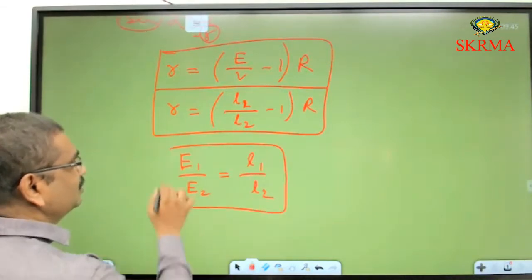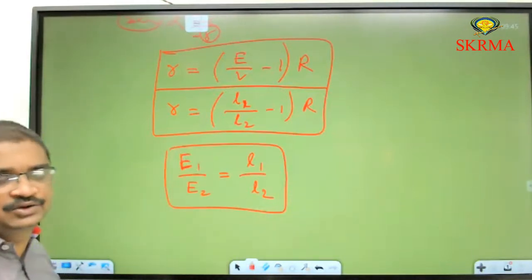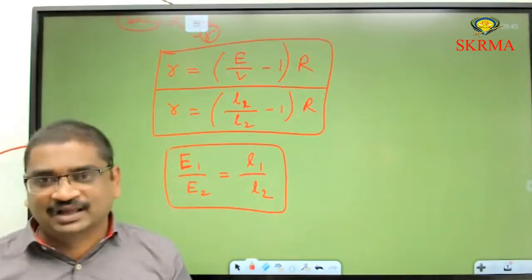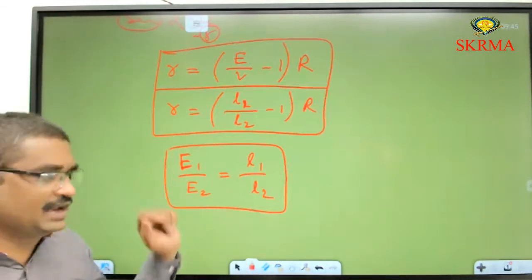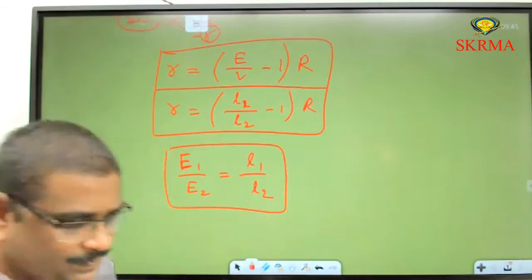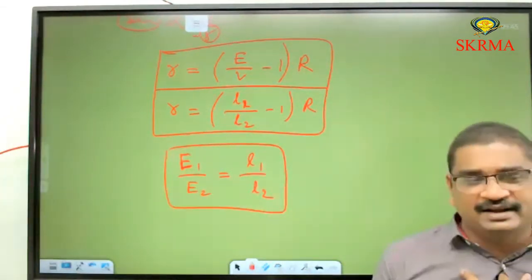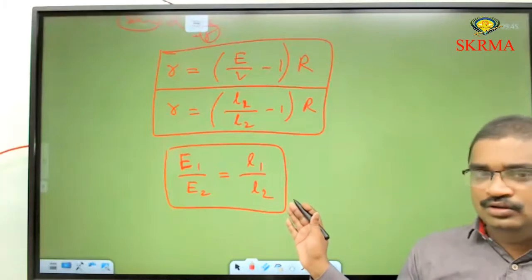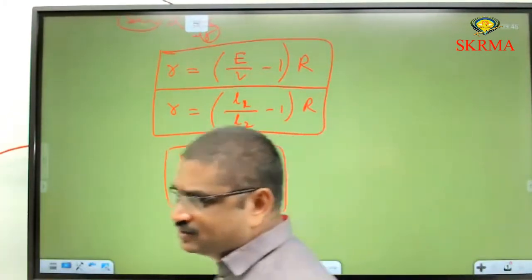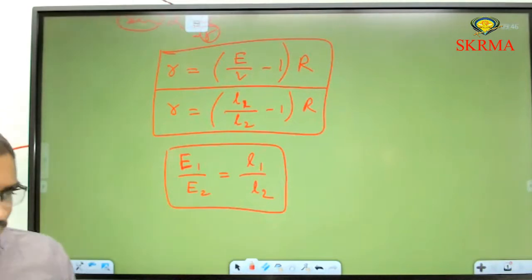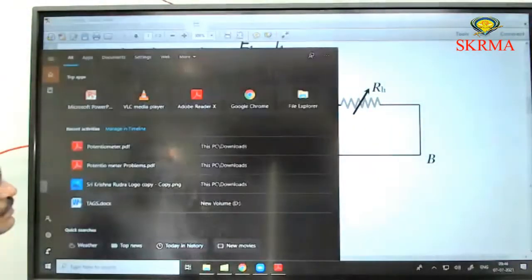This is the formula. To compare EMF, what is the formula? E1 by E2 equal to L1 by L2. That much only is the formula. E1 is the EMF, and L1 is the balancing length with E1. Next, E2 is the secondary battery EMF, and L2 is the balancing length with the second battery. Just take the ratio between E1 and E2, which is equal to L1 by L2 only. That is the formula in the second case.